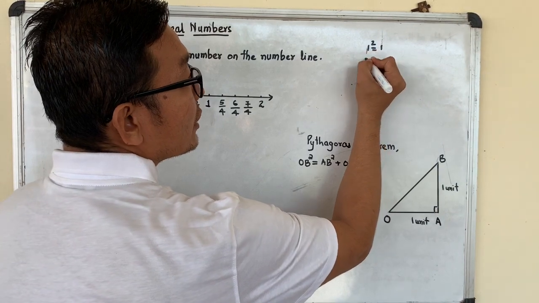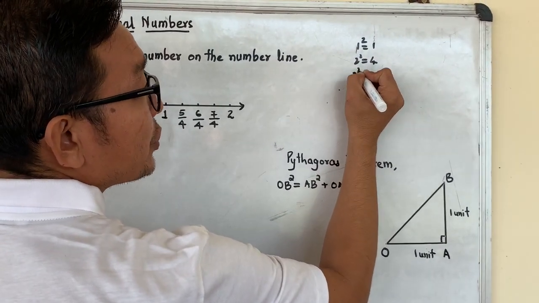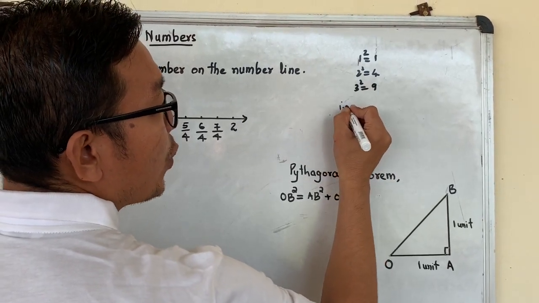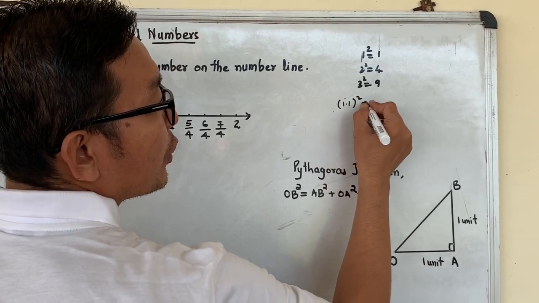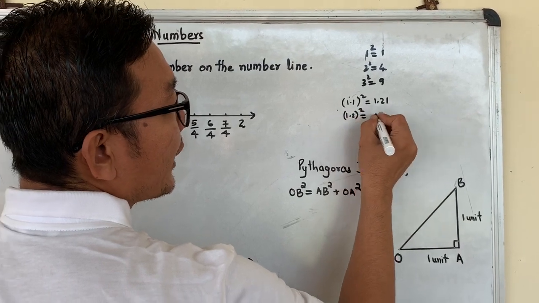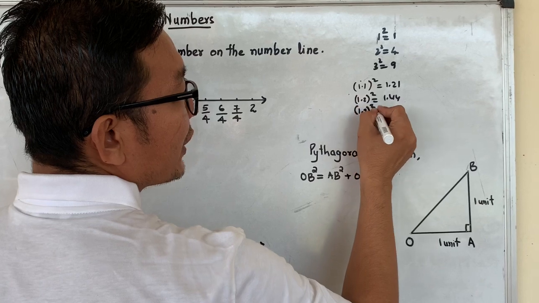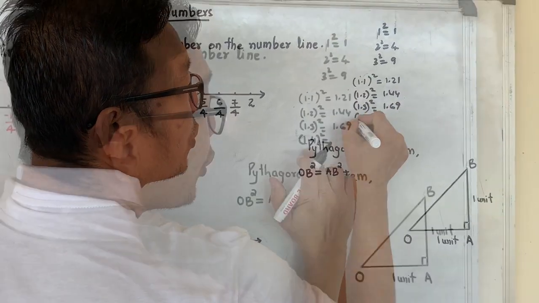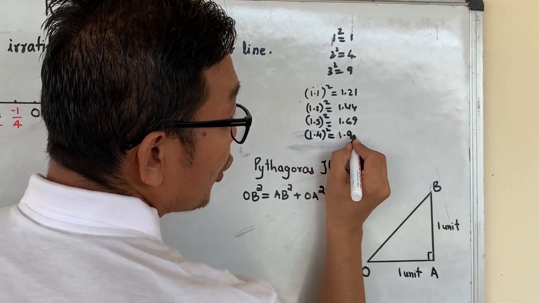1 squared is 1, 2 squared is 4, 3 squared is 9. 1.1 whole squared is 1.21, 1.2 whole squared is 1.44, 1.3 whole squared is 1.69, 1.4 squared becomes 1.96.